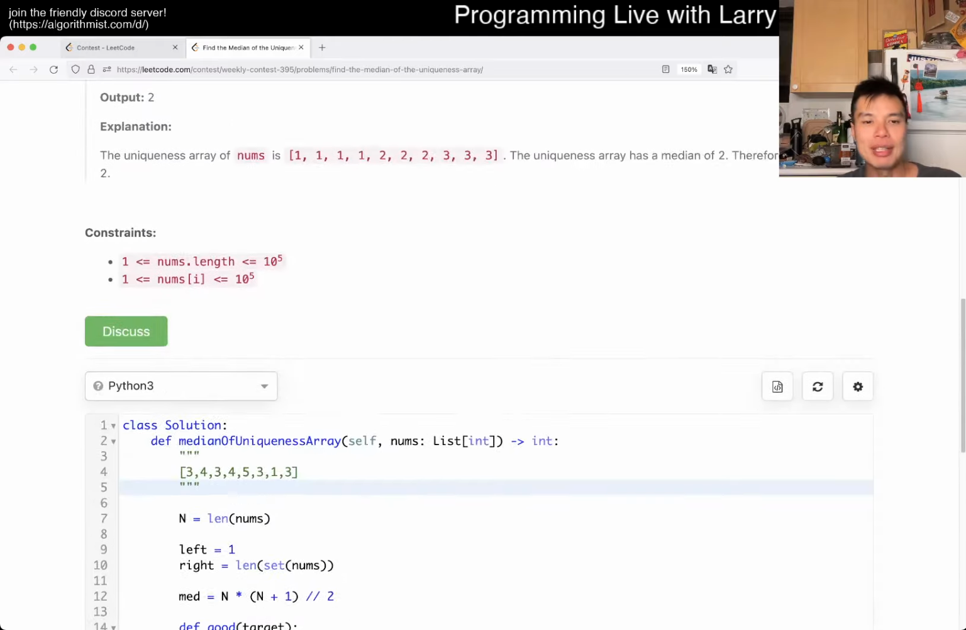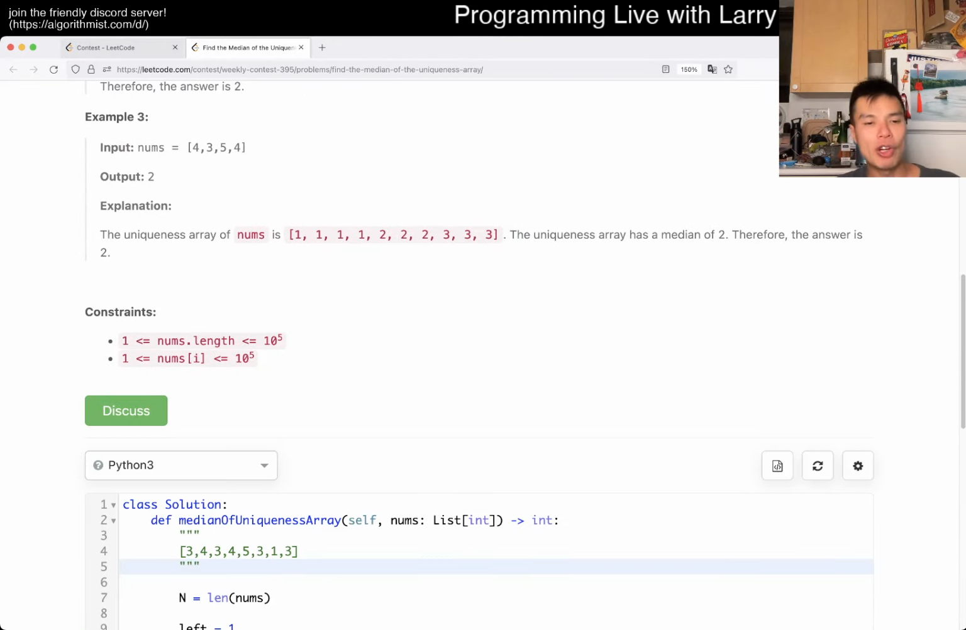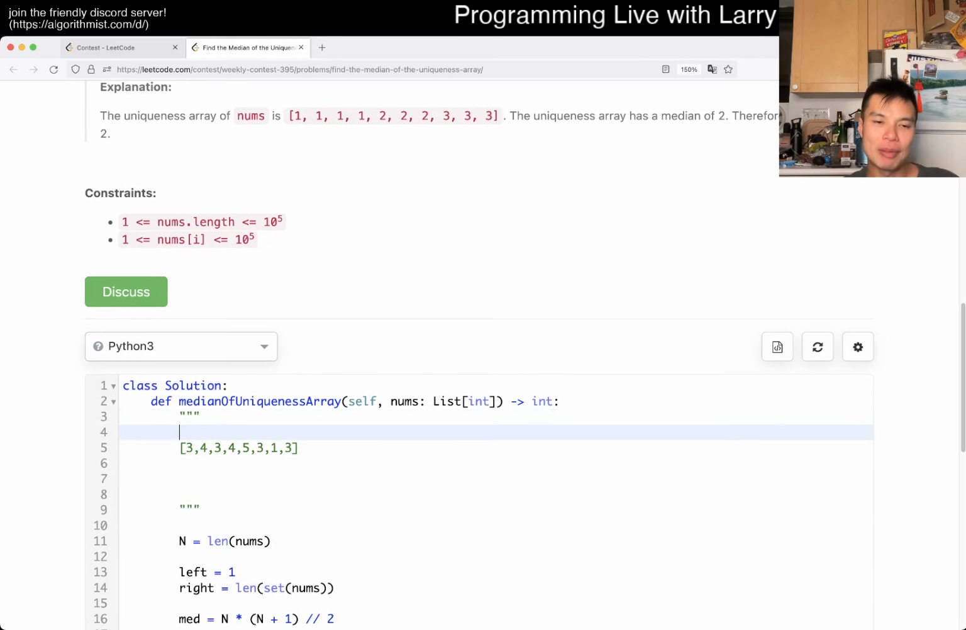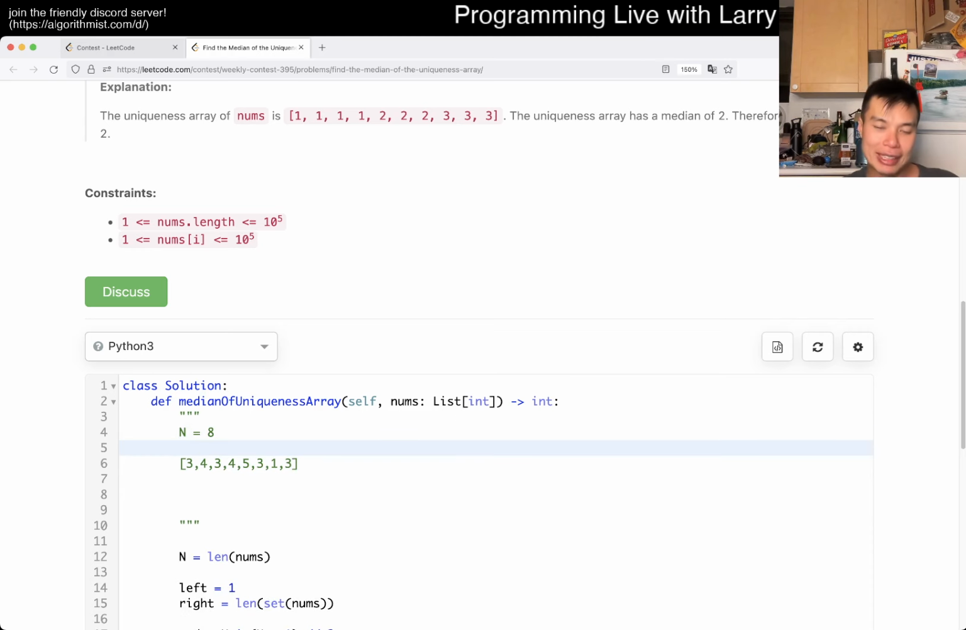So for this one, like I said, you could do a binary search, but I'm going to use an example coming from linear search first. The idea here is that we're trying to get the median. And I didn't talk about this yet, but what does the median mean? Median means that given n elements, in this case n is 8, in the uniqueness array they give you, it's going to be 8 times 9 divided by 2, so that's 4 times 9, that's 36.